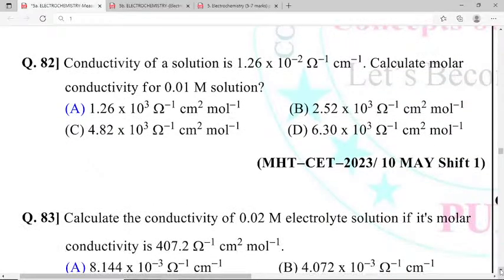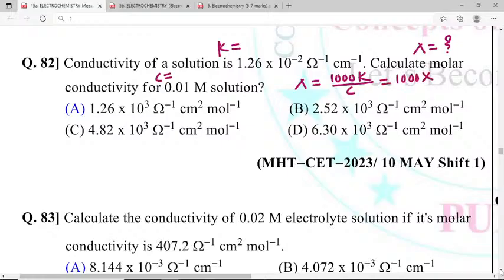Next, the conductivity of a solution is 1.26. So this is conductivity K is equal to. Calculate the molar conductivity. So lambda we have to calculate, and concentration is given. So molar conductivity is equal to 1000 K by C. Substitute the values, 1000 multiplied by K. How much is the K value? 1.26 multiplied by 10 to the power minus 2, and this whole divided by concentration, 0.01. So we will get the answer 1.26 into 10 to the power 3.